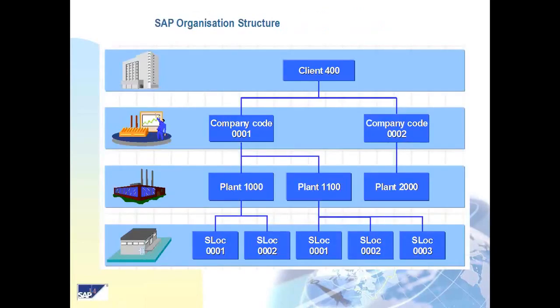This is one more hierarchy at the overall SAP level. There is a client. Of course, if you don't want to implement the CO module, straight away we have company codes. For each company code we have different plants or a single plant, and each plant has different storage locations. Again, from top to bottom it is a one-to-many relationship.